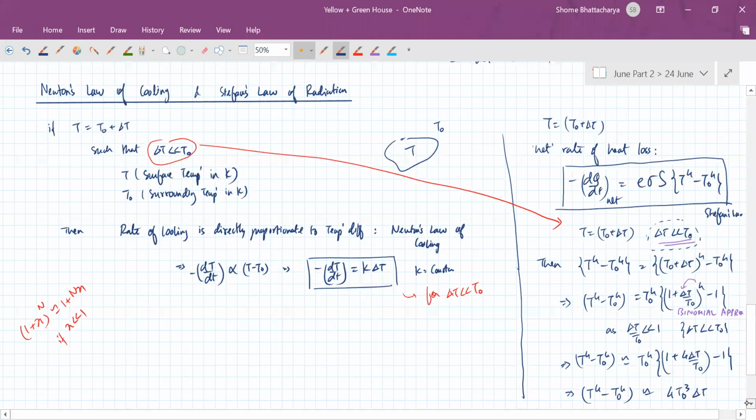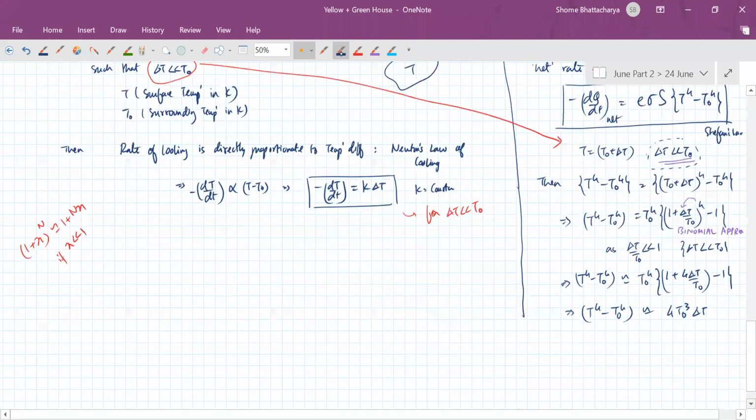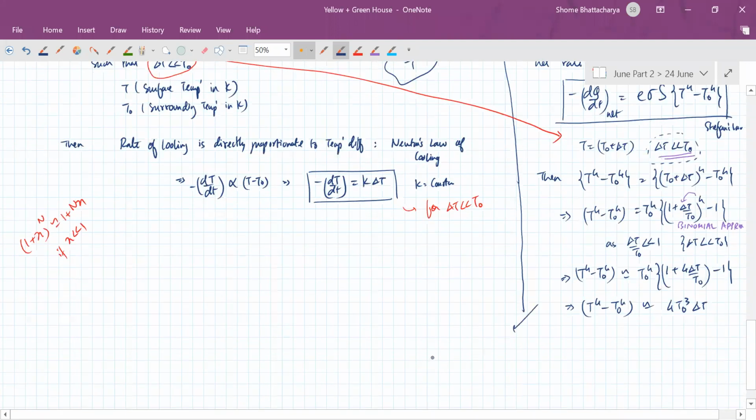Okay, have you tried the substitution yourself now? You can see that the net rate of heat loss will become E sigma S times 4 T naught cubed delta T.